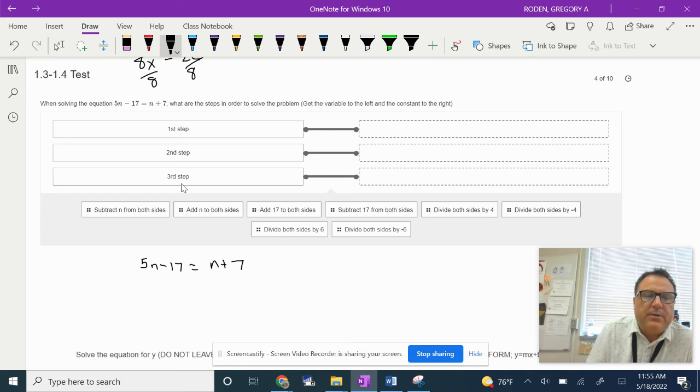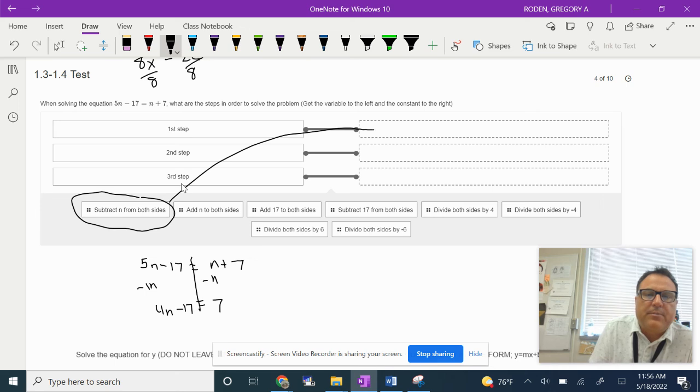Well, the first thing I'm going to do is subtract an n from both sides. I'm going to subtract one n from both sides because I want to get all the variables on one side. So when I subtract an n from both sides, I get 4n minus 17 equals 7. So the first step would be to subtract an n from both sides. So that's the first step that you'd want to put right there.